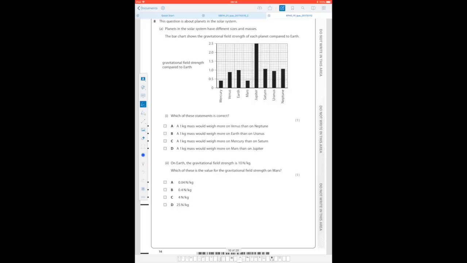But as all good scientists should do, keep checking the final two options. A 1 kilogram mass would weigh more on Mercury than on Saturn. That is incorrect. A 1 kilogram mass would weigh more on Mars than on Jupiter. Also incorrect. On Earth, the gravitational field strength is 10. Which of these is the value for the gravitational field strength on Mars? We know that the gravitational field strength for Earth is 10, and we use the graph and we can see that it has been given as 1. So obviously 10 is 1 times 10. So we need to do the same calculation when we're looking at Mars. So read off, we can see it's 0.4 multiplied by that 10, and that gives us a value of 4.